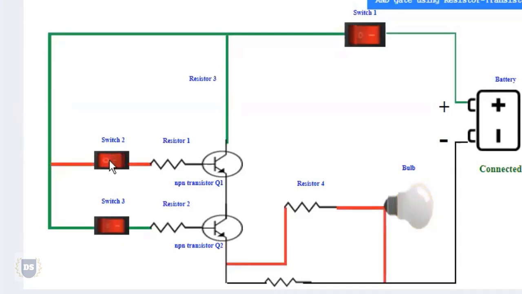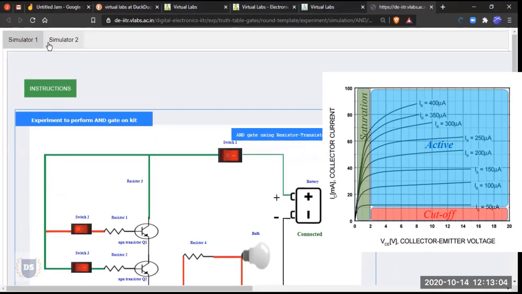Because I'm toggling the state of switch 2, I'm disconnecting this path. So IB again will be equal to 0, which shifts the quiescent point of transistor 1 back from the saturation region to the cutoff region, making it an open switch. When this happens, I cannot expect current flowing via this path, and hence this bulb or LED turns off. So this is how we can simulate the working of an AND gate in terms of resistor transistor logic, RTL logic. So this is simulator 1.